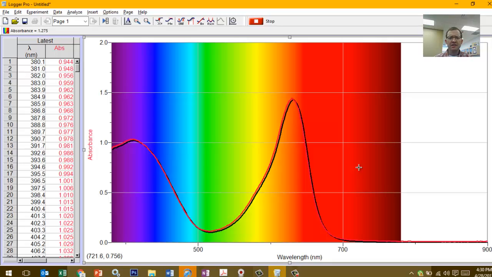Now you might be surprised to notice on this graph that purple wavelengths are being absorbed fairly well. So we've got a green solution here that's composed of actually a little bit of blue and a little bit of yellow that we've put in there.